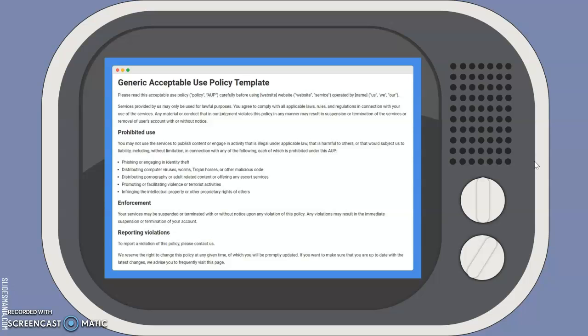Here's an example of a generic acceptable use policy. Most of the time, you'll receive this at the beginning of the school year, at the beginning of a course, or at the beginning of your employment. It's going to overview prohibited use, as well as how these policies are enforced and how you should go about reporting violations that you may witness.